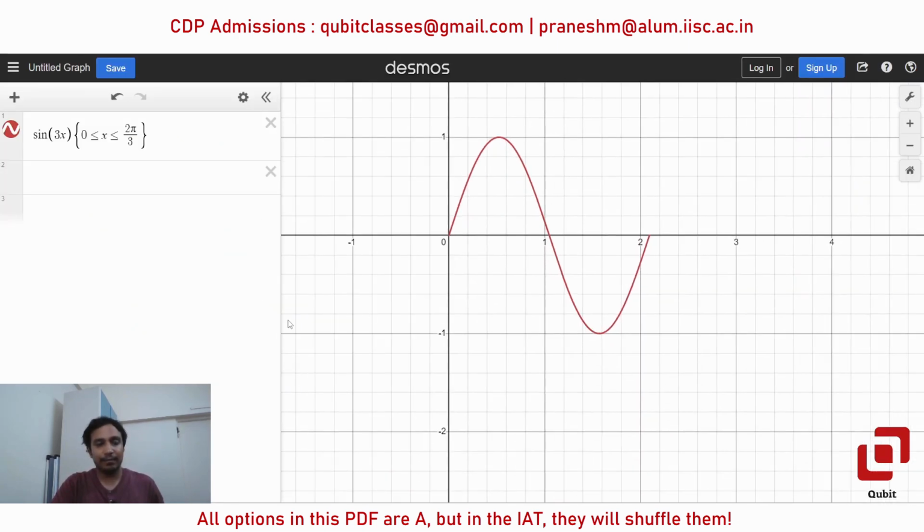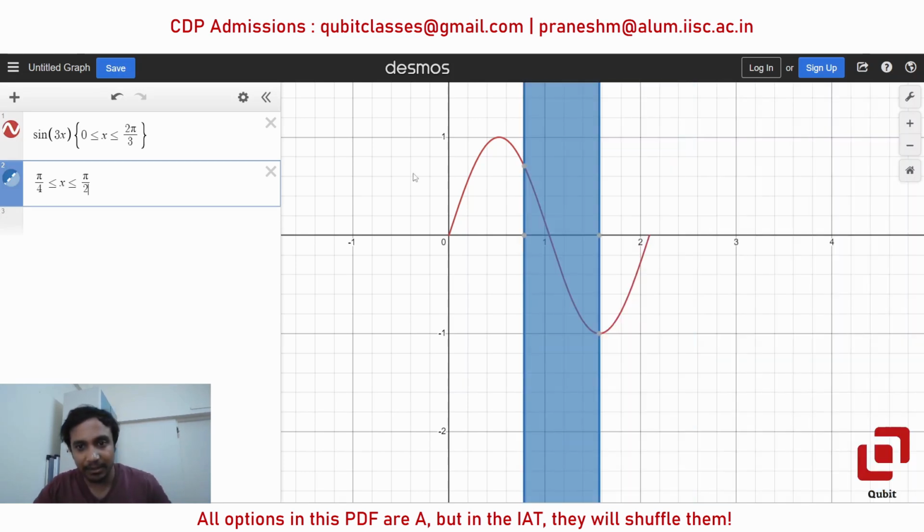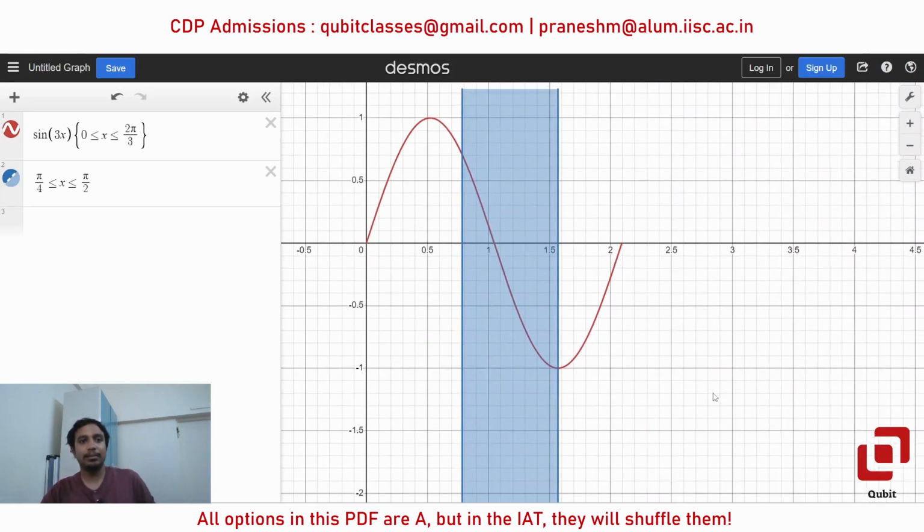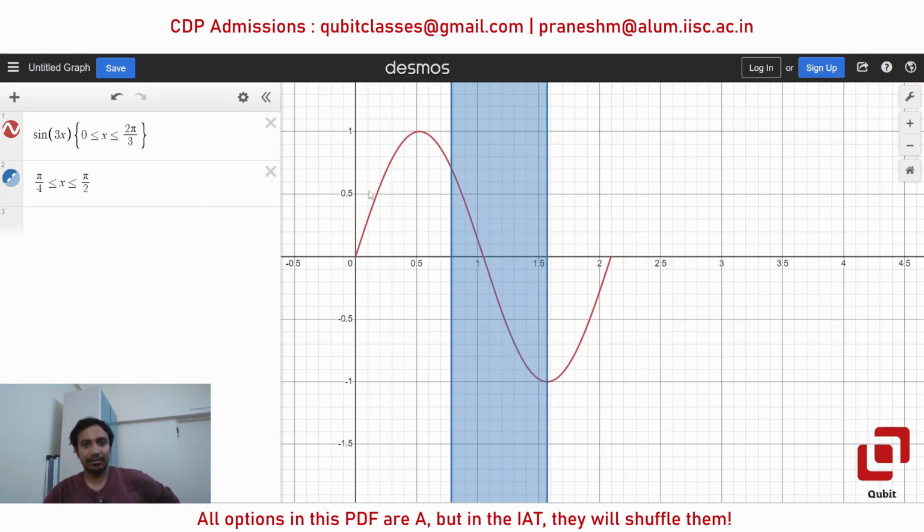Okay, so I've already plotted the graph for you. Let's now go for pi by 4 less than or equal to x less than or equal to pi by 2. So just look at the blue patch.